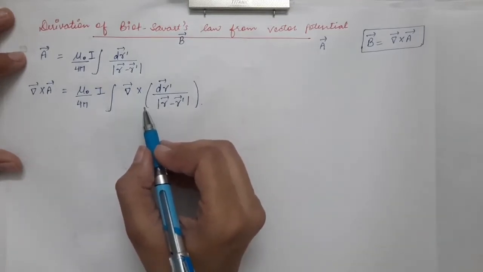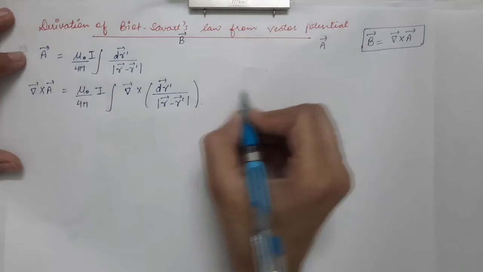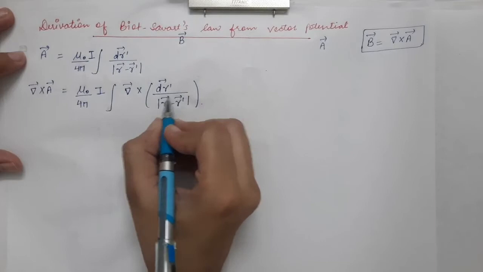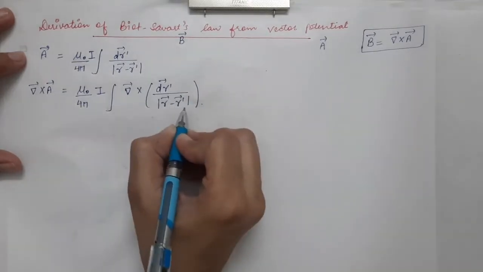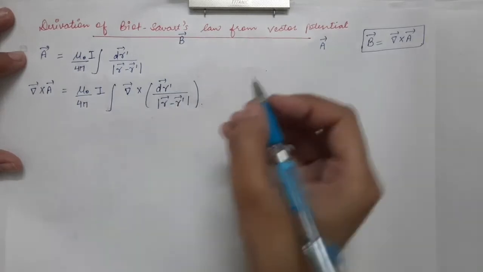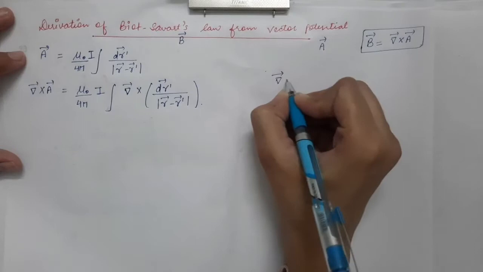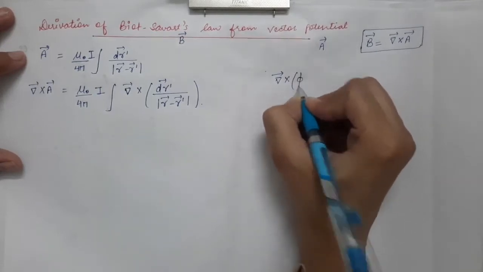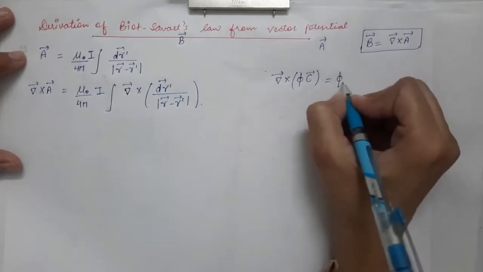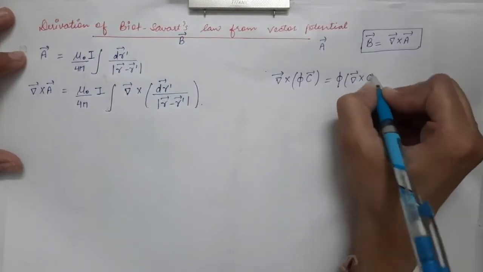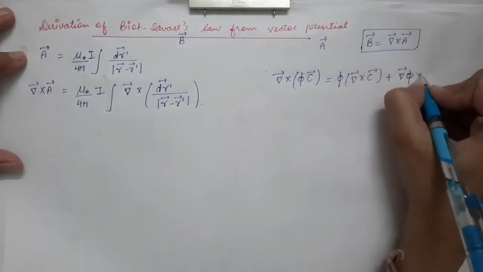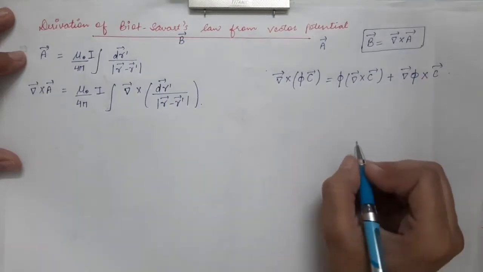Now we are going to use a vector identity again, and that is the curl of a vector multiplied by a scalar function. The scalar function is 1 divided by the magnitude of this vector, so that is a scalar function. So this is the vector identity that we are going to use: the curl of a scalar function multiplied by a vector is equal to the scalar function as it is times the curl of the vector, plus the gradient of the scalar function crossed with the vector.